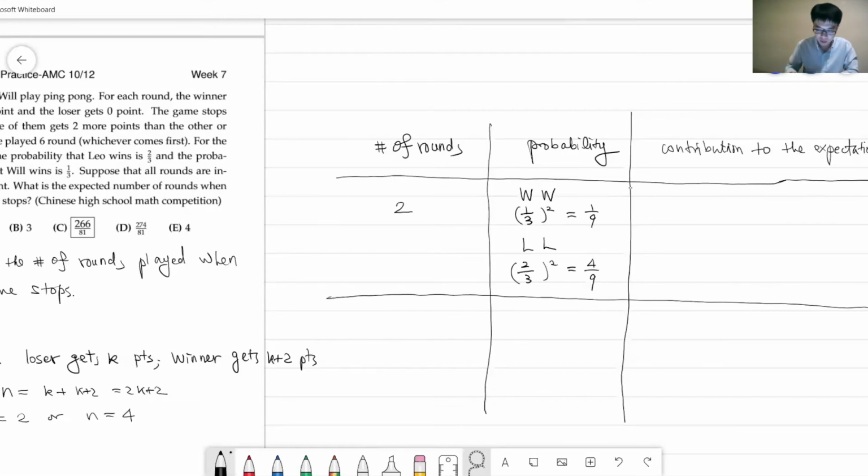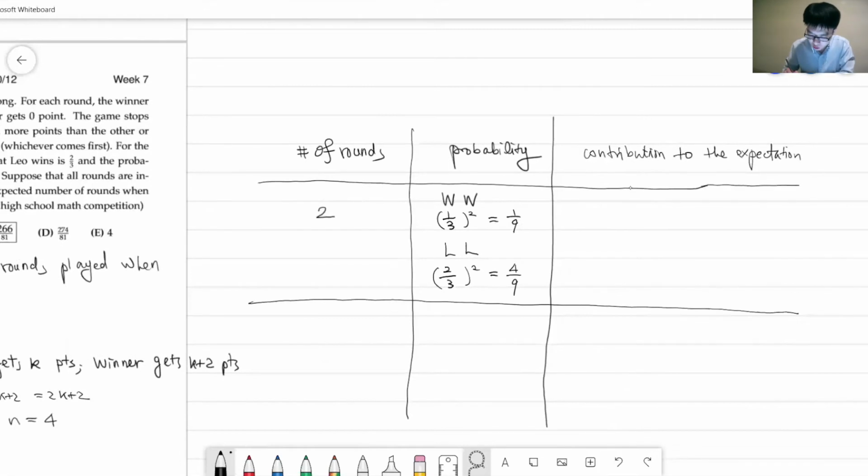And here, let's count the contribution to the expectation. So the probability is 1 over 9 plus 4 over 9, which is 5 over 9. And then to calculate the expectation, we should multiply the probability by this number, 2. 2 times this probability equals 10 over 9. This is the contribution of this case to the whole expectation, right?